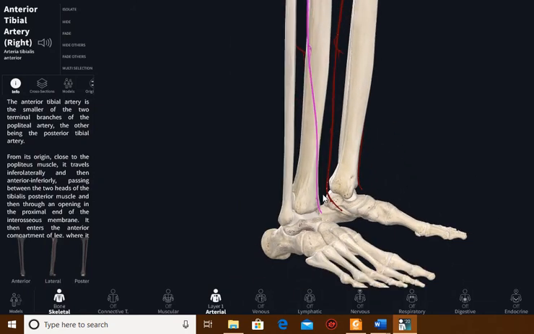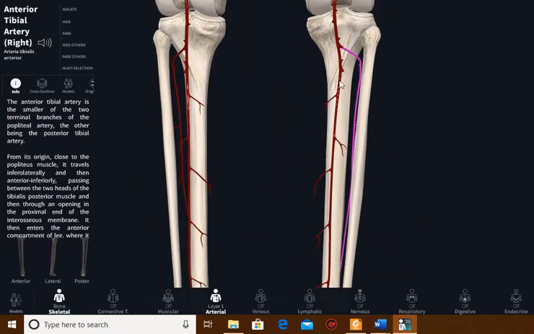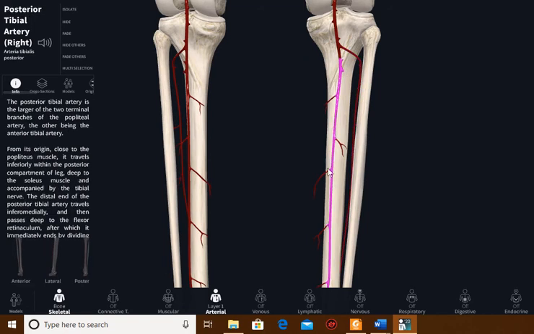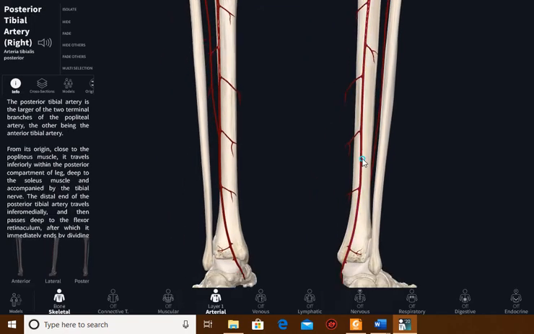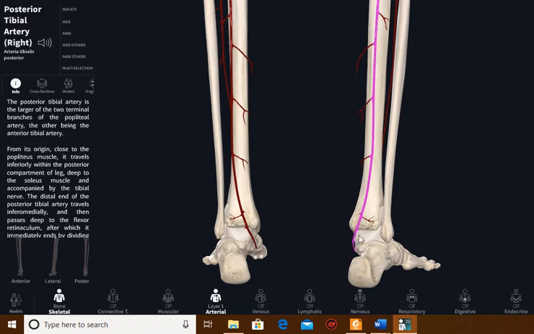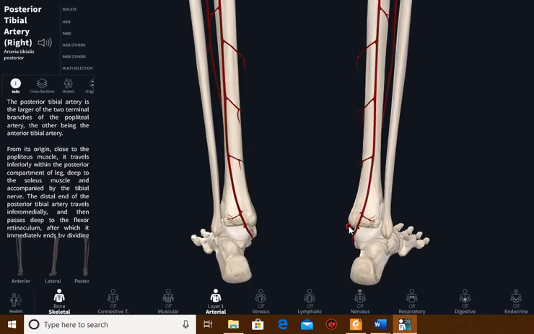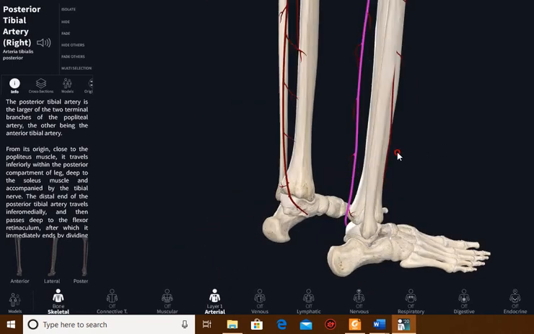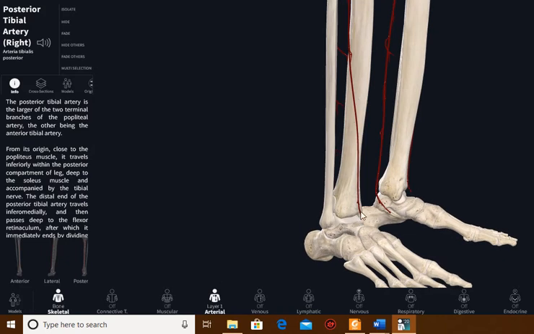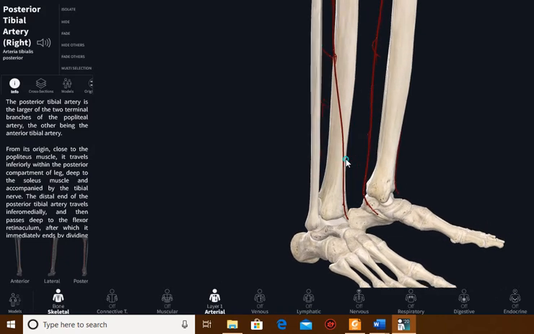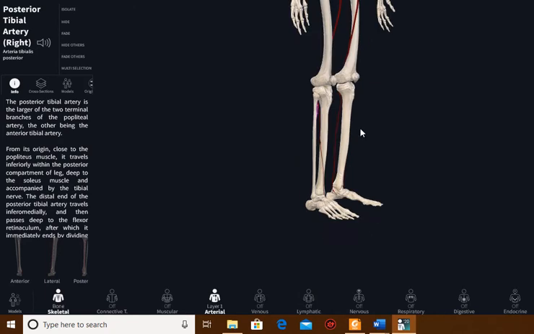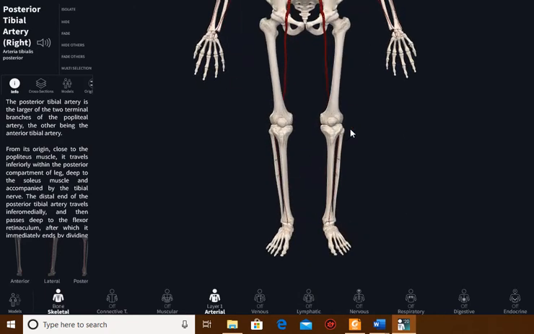The anterior tibial artery passes anteriorly to give the dorsalis pedis artery. The popliteal artery also gives this other part here, which is the posterior tibial artery. The posterior tibial artery is going to descend posteriorly and pass medially here. That's why if you want to feel the pulse, you feel it below and posterior to the medial malleolus. To feel the dorsalis pedis artery, you feel it at this level here.